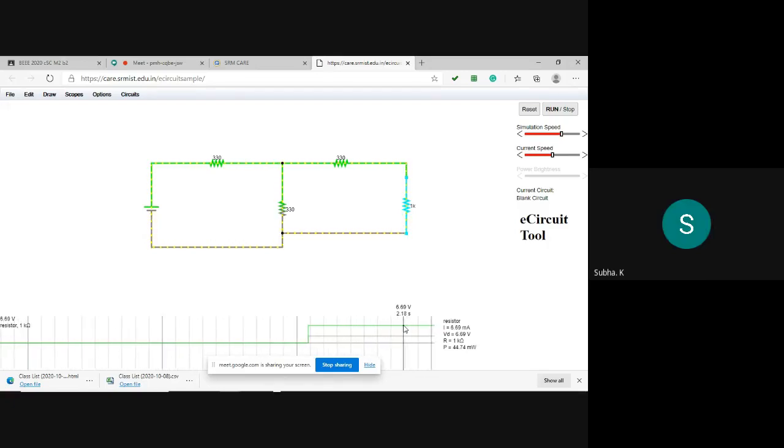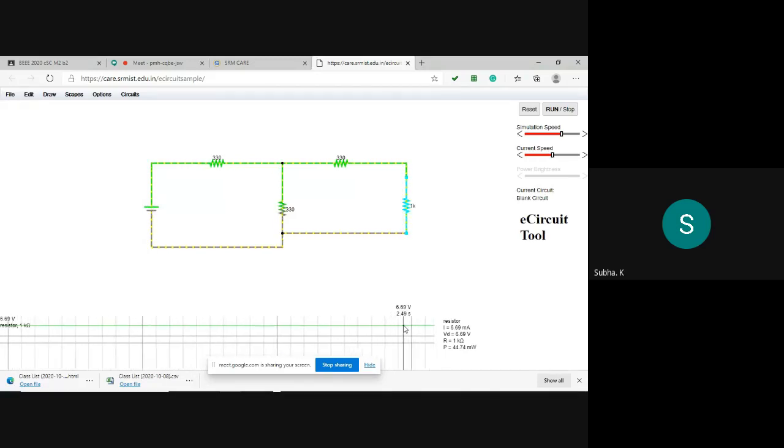The resistor value that I am considering is 1K. What is the current and what is the voltage that is showing? 6.69 milliampere, and the voltage across 1K is 6.69 volt. So the IL value is 6.69, you make a note. For what voltage have you set up? 20 volt. The IL value is 6.69. So the first circuit is over.